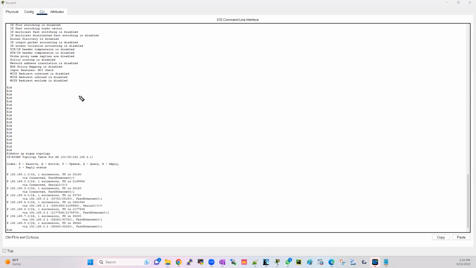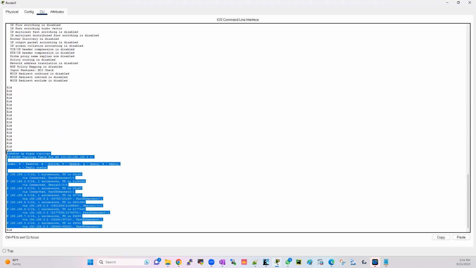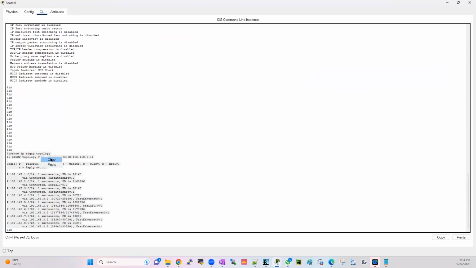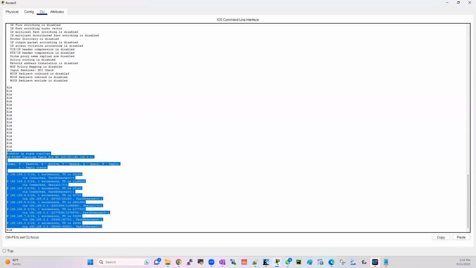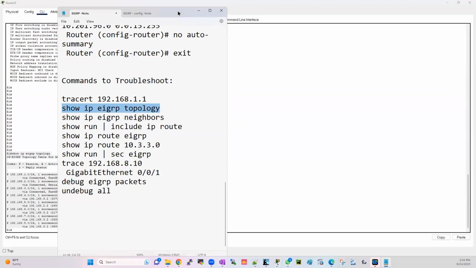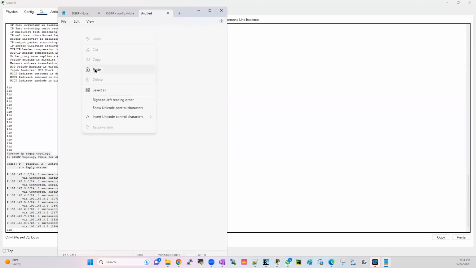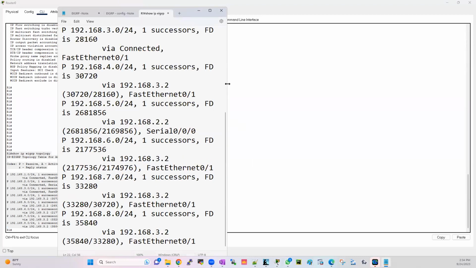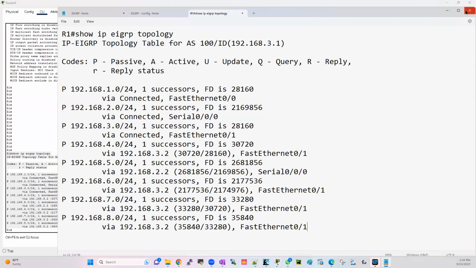Is it too tiny for some of us, or is it visible? It's a little bit too small. Okay, let me do something. I will copy it and blow it up somewhere else. Let me go to my notepad and paste. Is it better like this?